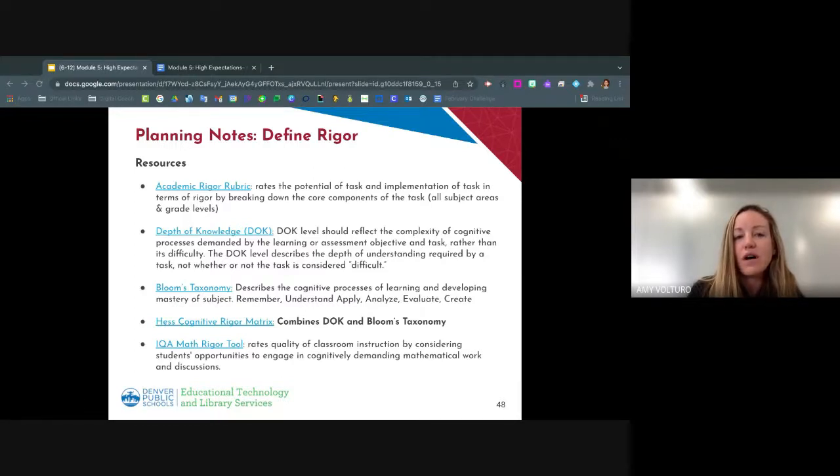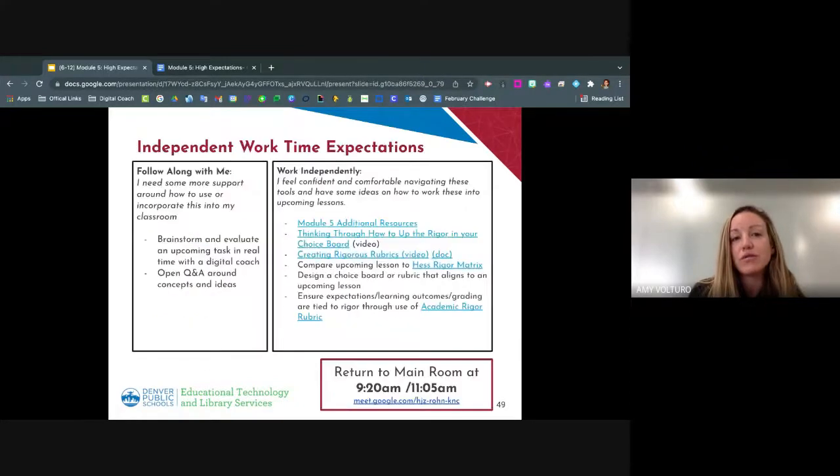Then we have some extra resources for you. This has to do with the depth of knowledge wheel, where you're going to try to get students into that fourth depth of knowledge, where they're really doing some strategic thinking. We have the same for Bloom's taxonomy. The Hess cognitive rigor matrix is where those two meet, the DOK, the depth of knowledge, and Bloom's. If you click on any of these, it's going to give you really good ideas on how to design rigorous lessons and make your planning a lot easier. These are just some resources for you to look into as you're designing.